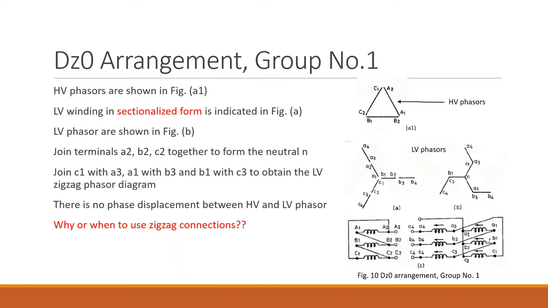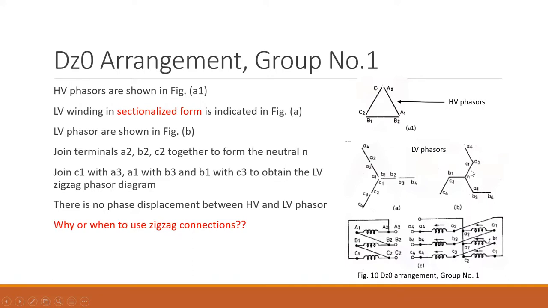So the neutral can be obtained when A2, B2, C2 are joined together. Here we have not marked the terminals A2, B2, C2; this N indicates A2, B2, C2. In order to get the zigzag or interstar connection, we have to connect C1 with A3. C1 is here, and A3 is here. So C1 and A3 are connected together in this diagram.